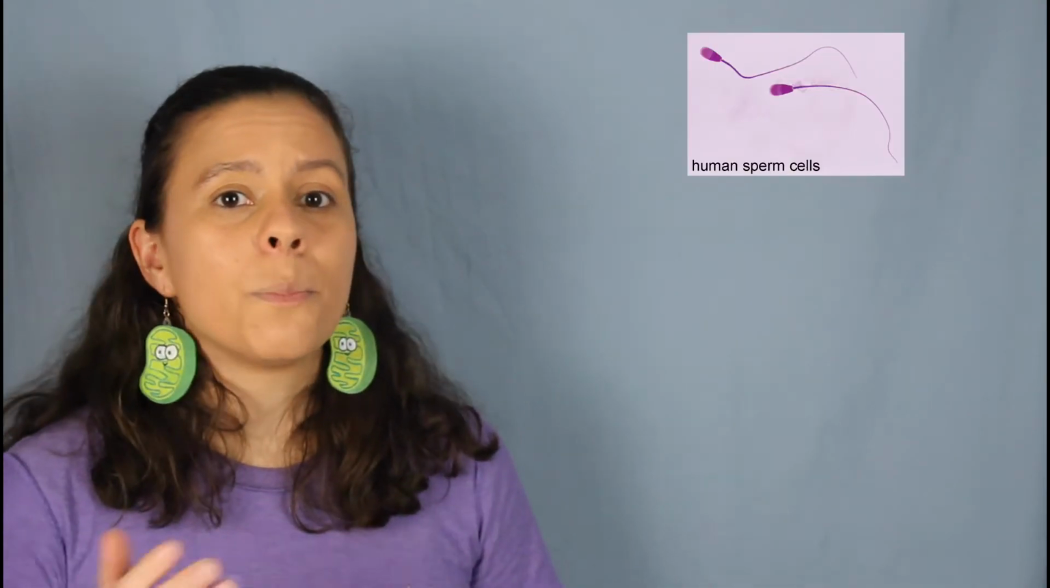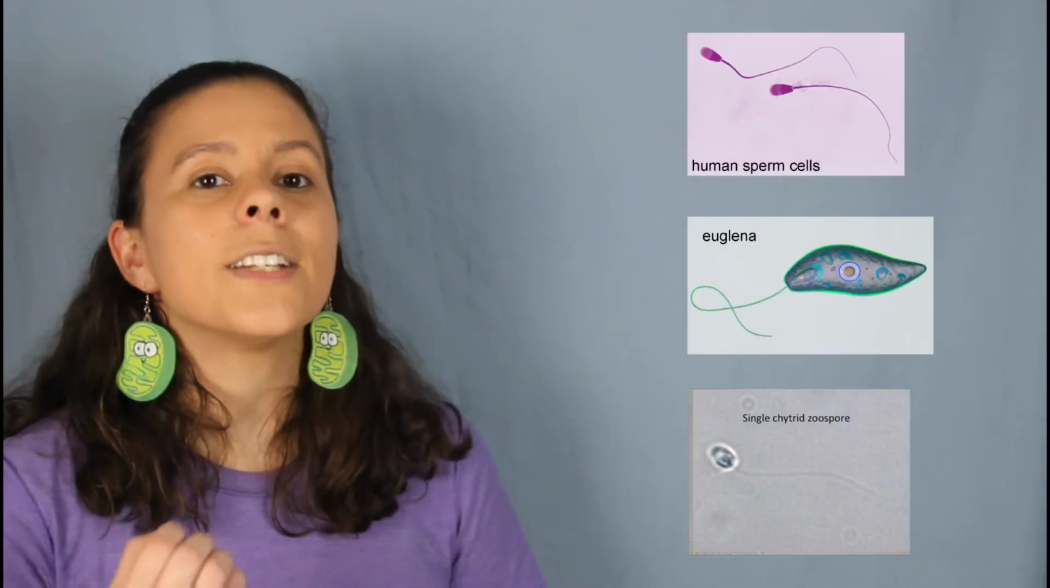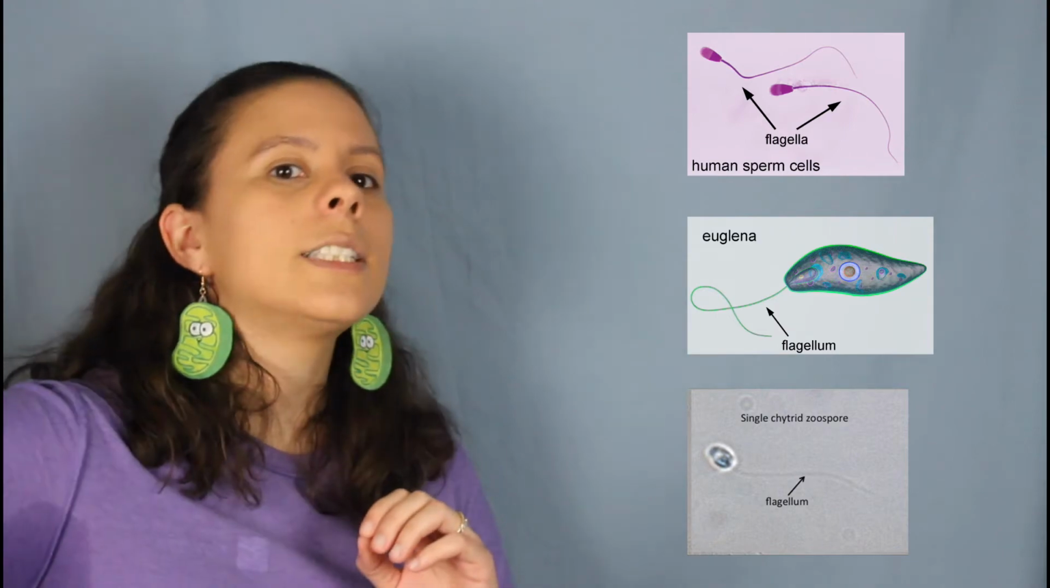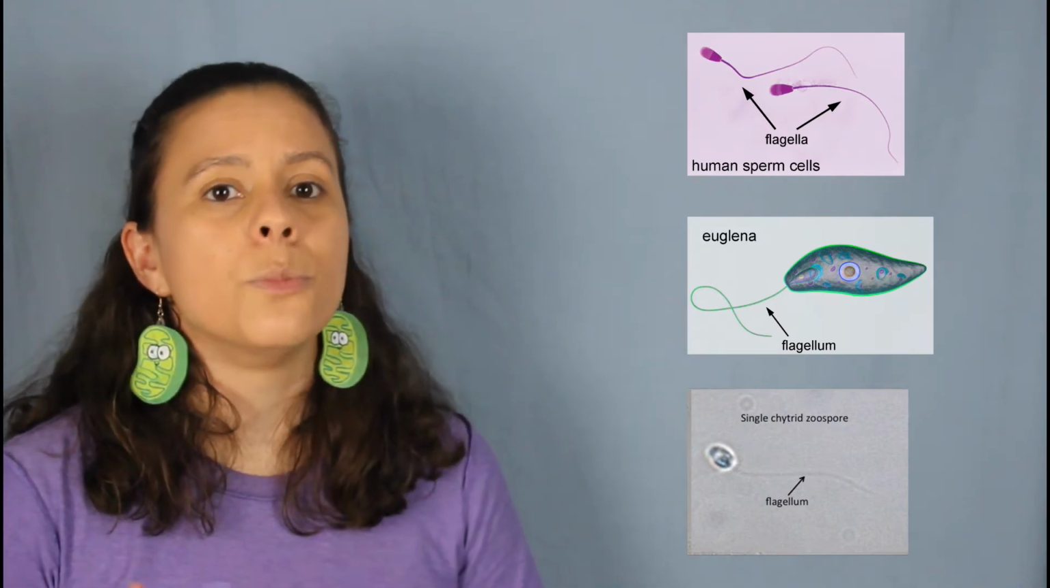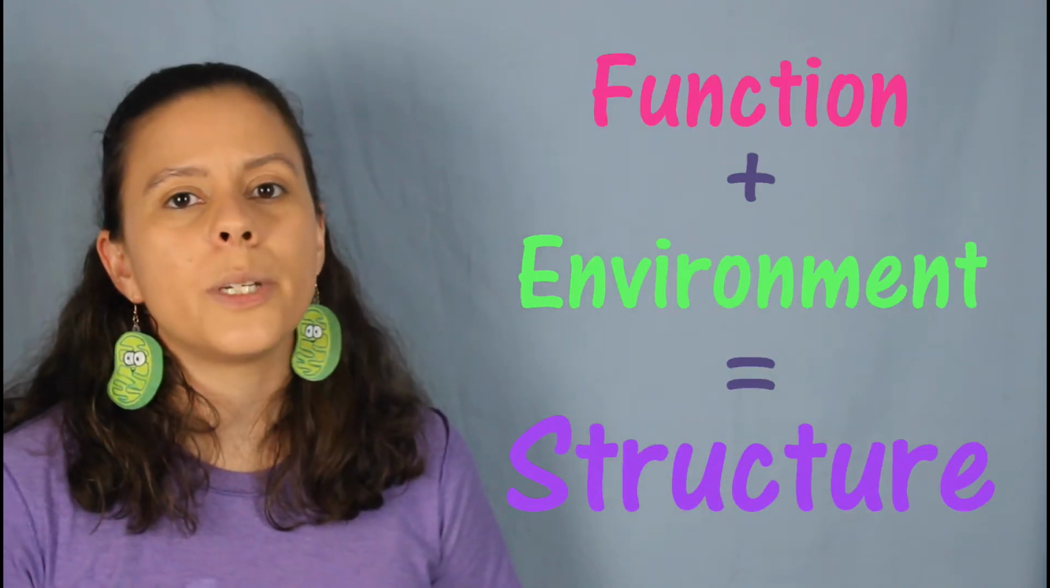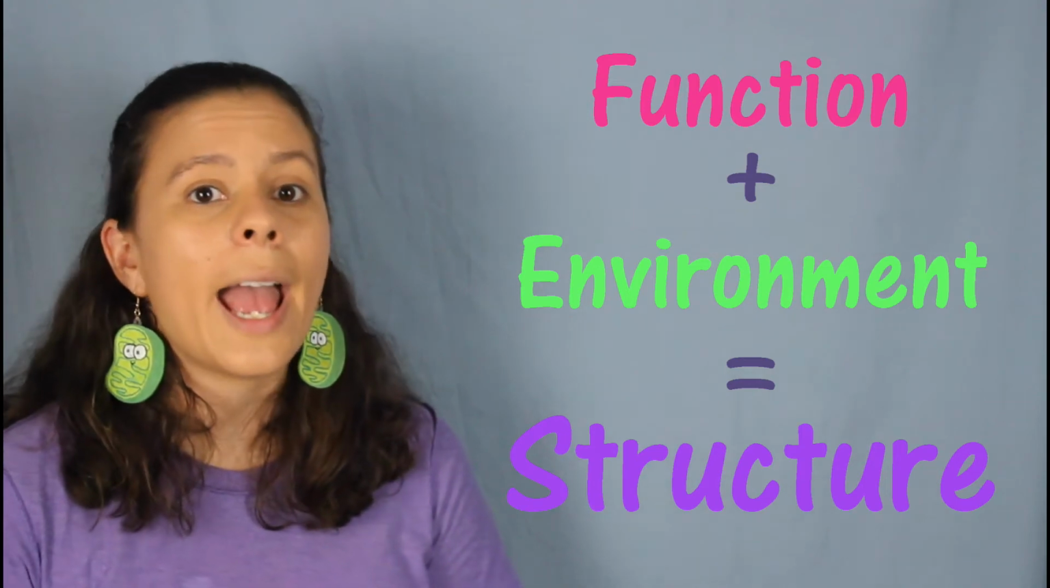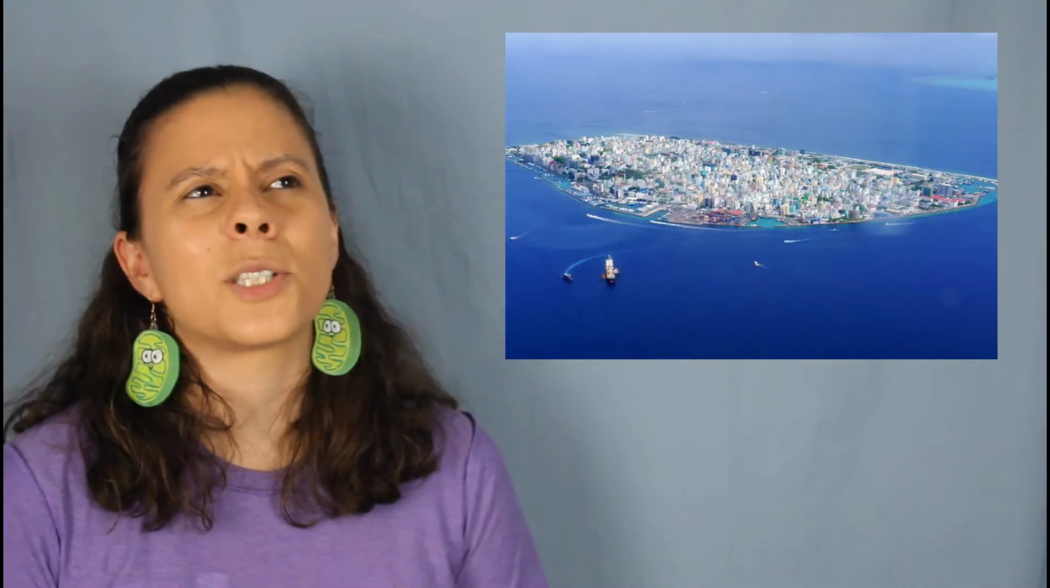Some animals, protists, and even fungi have flagella, which is a long tail that they use as a propeller to move forward. As you get more familiar with each cell, you'll realize that all these structures are always going to be aligned with the function of the cell and the environment that they live in. Now, I know that this is not a super perfect model, because what kind of city has a tail that helps it move? That'd be kind of cool, actually.